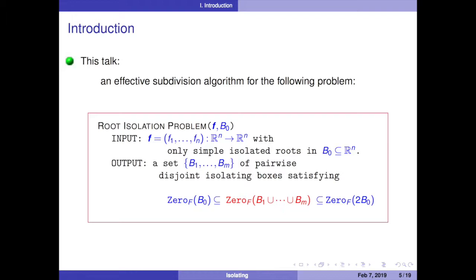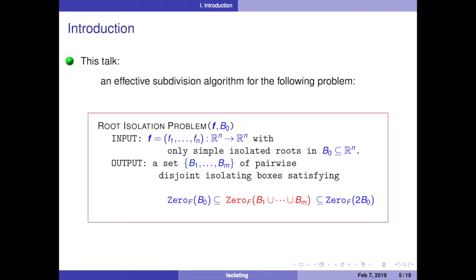Okay. Is this right? Yeah, so you output a set of isolating boxes. So there are exactly M roots, and these M roots should cover all the roots which are in your region of interest. But you might get roots which are just slightly outside, for instance, but not too far away.